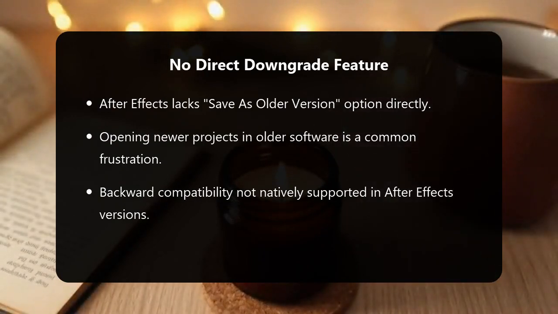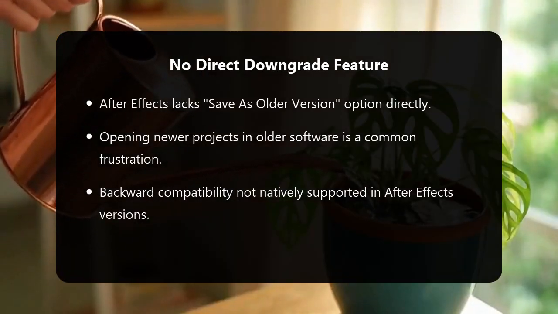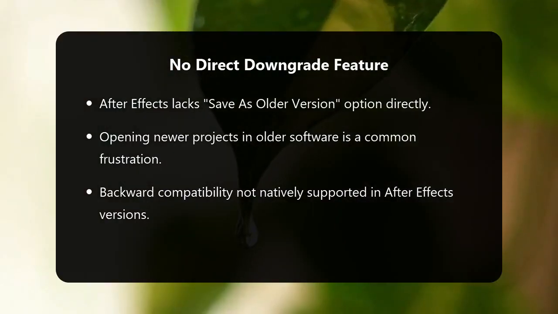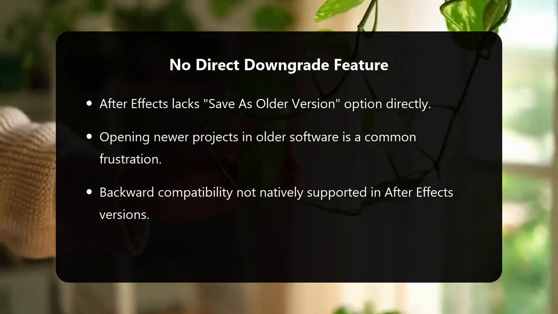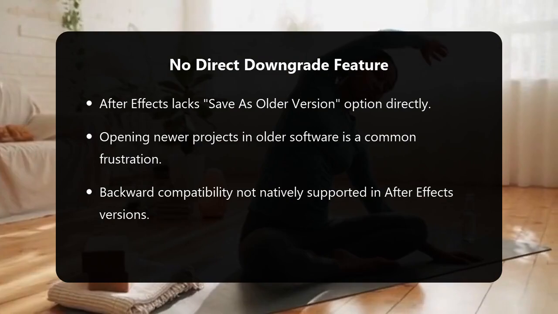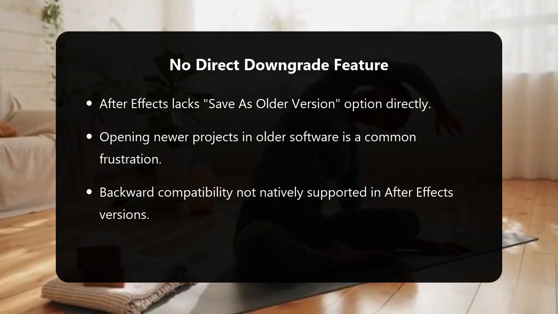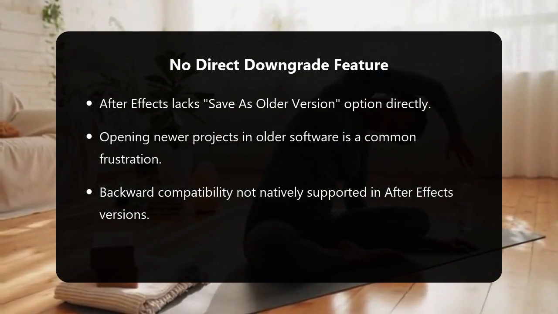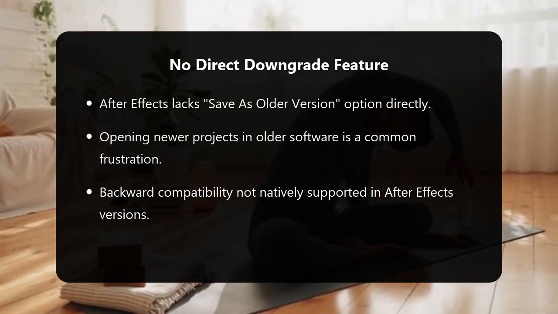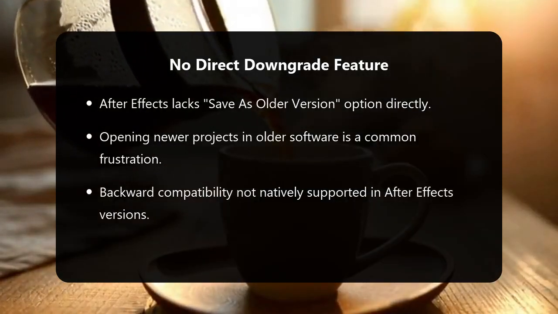The most widely known built-in method involves exporting your project as an XML file, a legacy feature designed to transfer project data between different systems or even to other applications that understand the After Effects project structure. To use this, in your newer After Effects version, navigate to File, Export, Save as XML, Legacy. This action will generate an .aepx file, which is essentially an XML representation of your project.